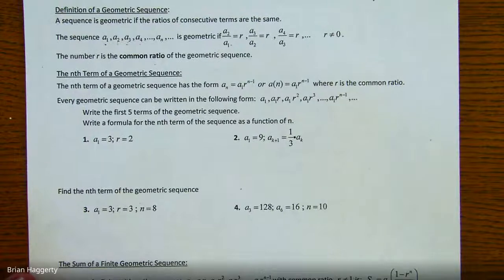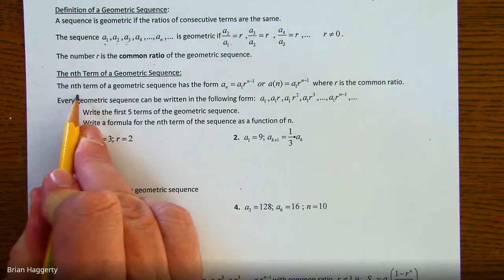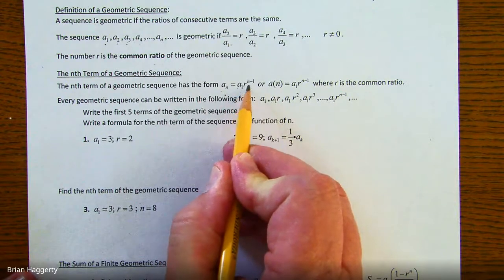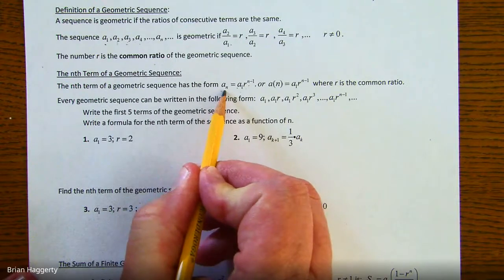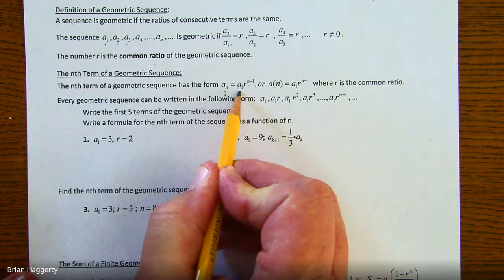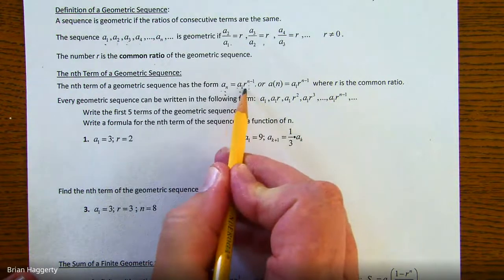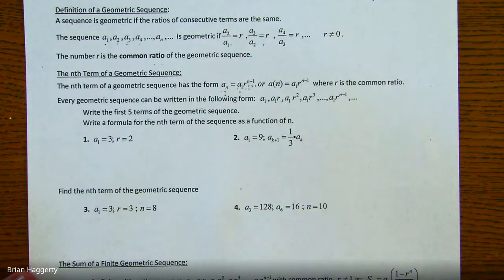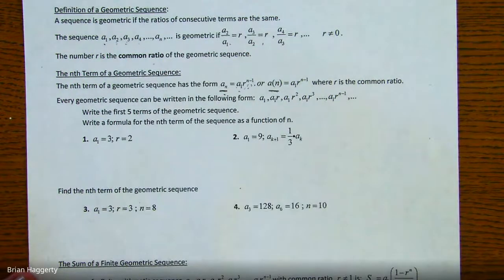All right. The explicit formula for a geometric sequence, in order to find the nth term, is A sub n equals A sub 1 times R to the n minus 1. So A sub n is the nth term of the sequence. A sub 1 is the first term of the sequence. R is the common ratio that we just defined above. And the exponent's always going to be n minus 1, where n is the number of the term. Sometimes you see it with the subscript notation, and sometimes with the function notation.